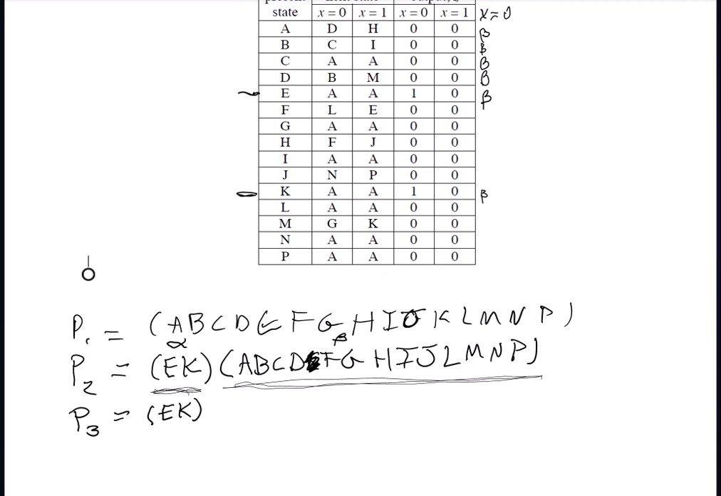I'll just go down: for F, that's L, also beta partition; G, A; H, F. Each time as we're going through, it looks like if x is 0, the next state is always in that beta partition. So we didn't get anywhere with our 0 successors.